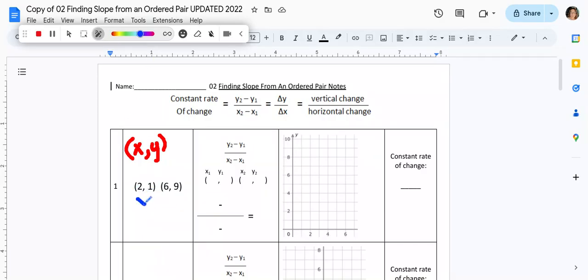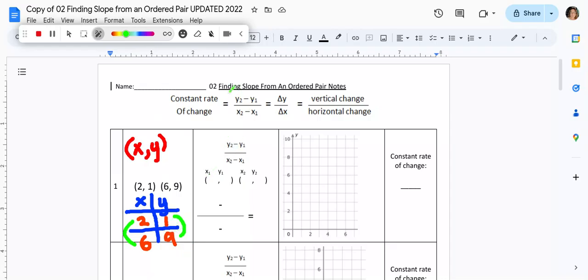So I'm going to make a table, x, y. I'm going to put these ordered pairs into this table. So I have 2, 1, 6, and 9. Now when I do that, I know I can either highlight or I can draw these little lines that show that those are the numbers that are together, that I'm subtracting.